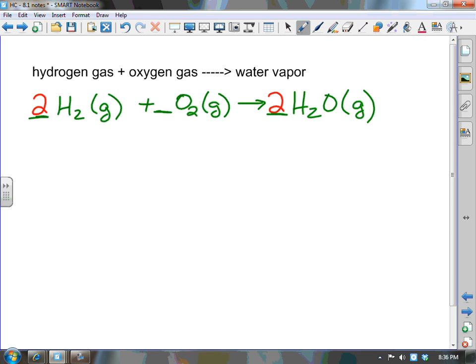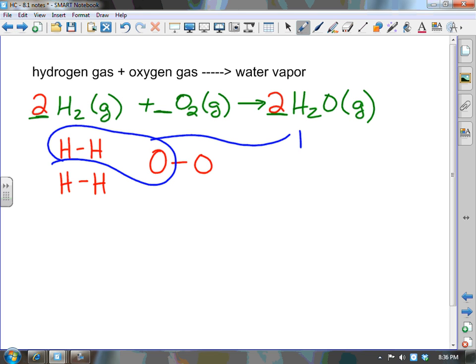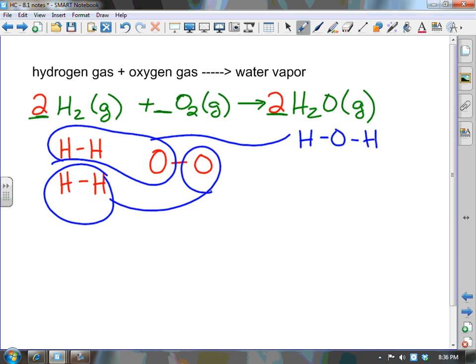Now, what are we really saying here? Well, what we're saying is I have 2 pairs of H's, and they react with 1 pair of oxygens. When they react, the 2 H's bond with one of the O's, and the other 2 H's bond with the other remaining O. And there we get 2 water molecules.